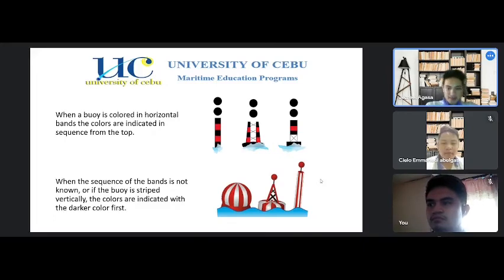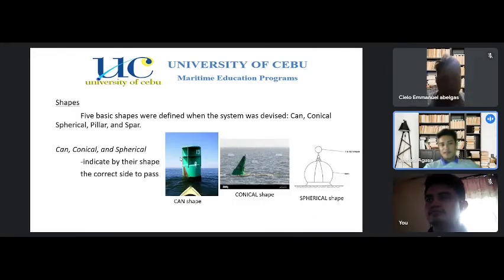Next, shapes. Just like the marks, we have five basic shapes. Five basic shapes were defined when the system was devised. They are can, conical, spherical, pillar, and spar. Can, conical, and spherical indicate by their shape the correct side to pass. In the picture we have here a can shape, a conical shape, and a spherical shape.